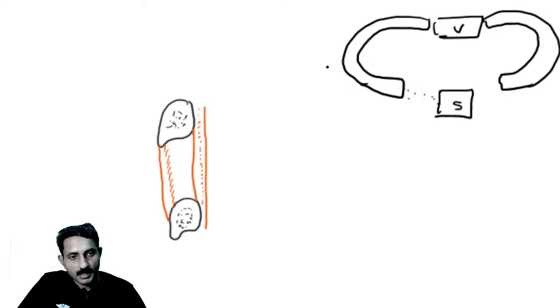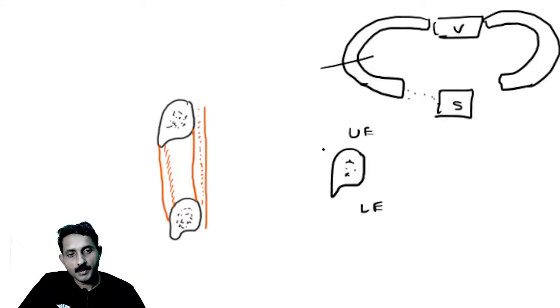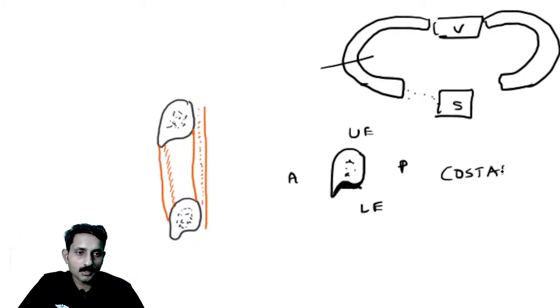Now if I cut this vertebra and see it from the side, it will appear like this. So this is the vertebra. This is the upper end and this is the lower end. Are you following? We are just cutting it and viewing it from the side. This is the anterior part and this is the posterior part. Now on the inferior aspect, you will see a groove here. What is the name of the groove? Costal groove.